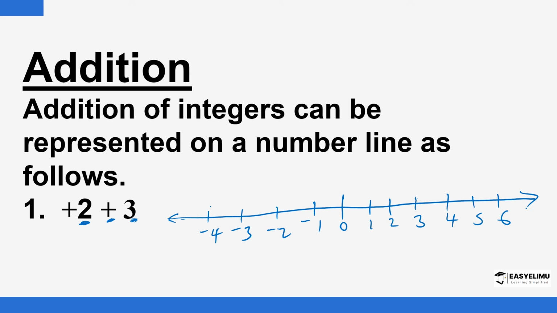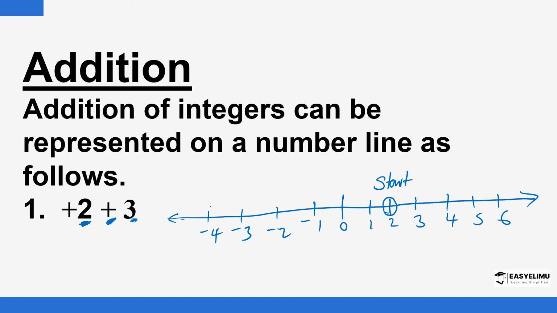Then you indicate the arrows. Then now where we are starting from, that is what you indicate first. So we are starting from +2. So you indicate the start. Then now there is the first sign here. The first sign there is plus, the plus sign.